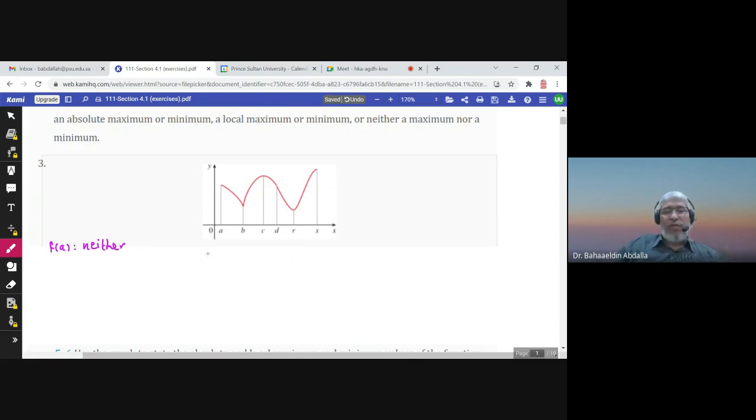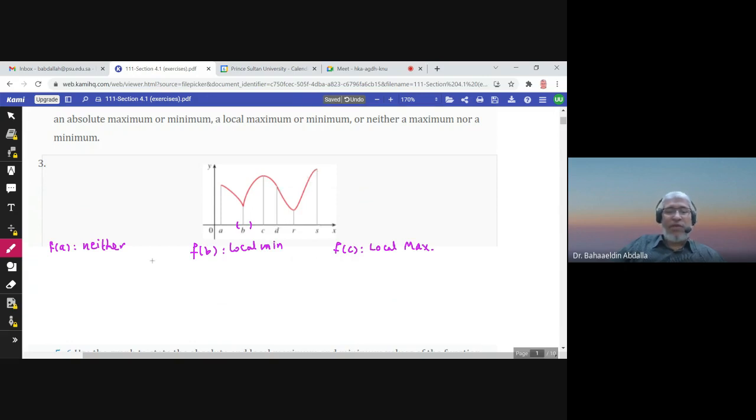What about f of b? Well, f of b is a local minimum because in an interval around b, this is a minimum. But is it an absolute minimum? No, because there is a value less than f of b. What about f of c? Well, f of c is a local maximum, but it is not an absolute maximum because f of s is greater.